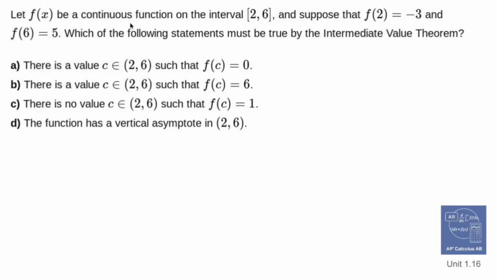Let f of x be a continuous function on the interval [2, 6], and suppose that f of 2 is negative 3 and f of 6 is 5. Which of the following statements must be true by the intermediate value theorem?